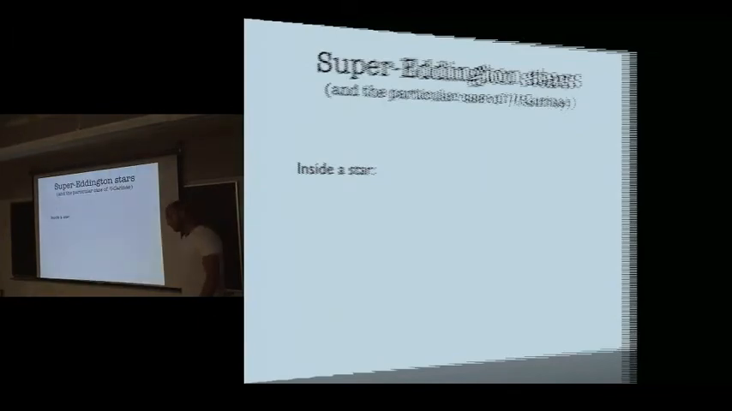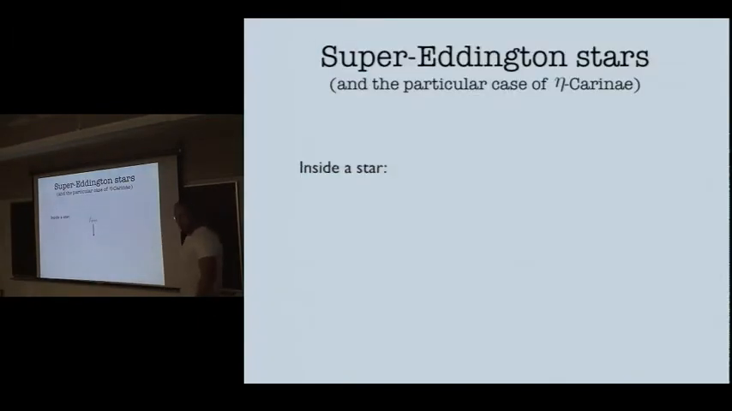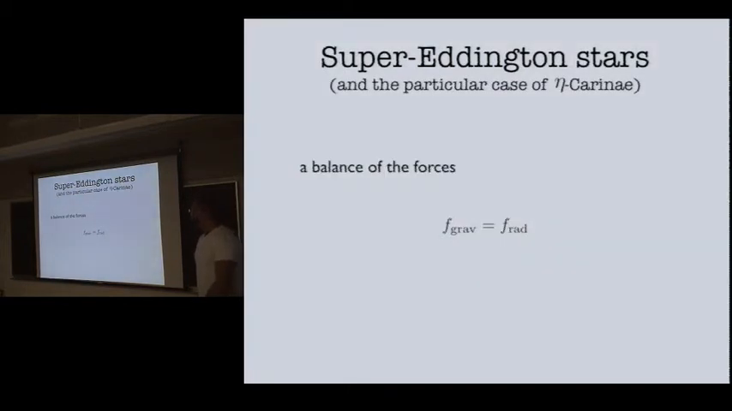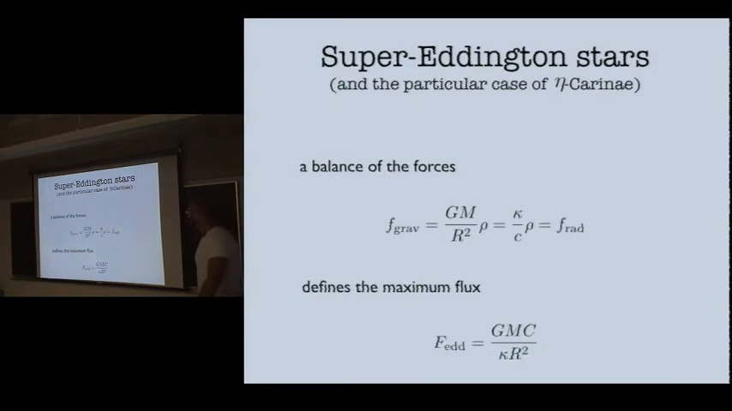So, super-Eddington stars. Consider the conditions inside a star. We have the gravitational force pulling in, and a radiative force pushing out. With the luminous blue variables that we're interested in, the mechanical pressure is completely insignificant, and since we just want a limit on the radiative flux, we won't take it into account. A balance of the forces, where the gravitational force equals the radiative force, defines the maximum flux, which is known as the Eddington flux.